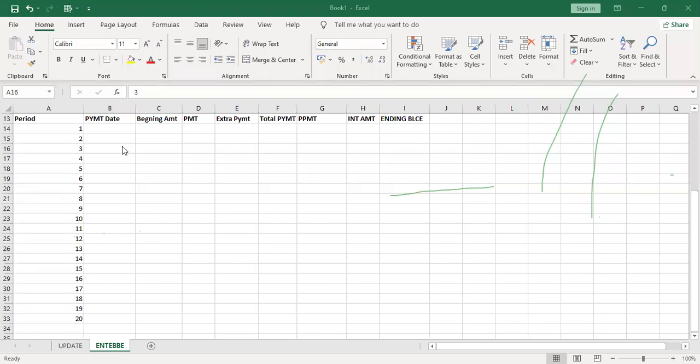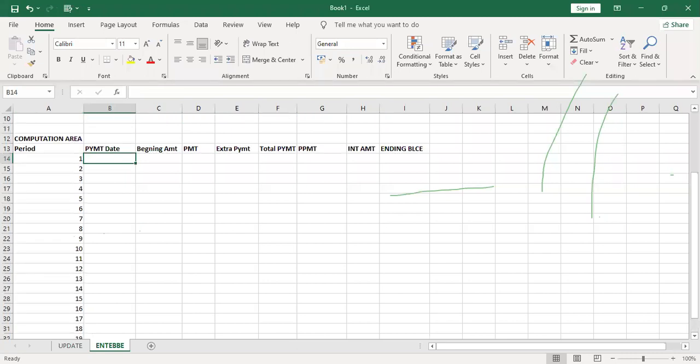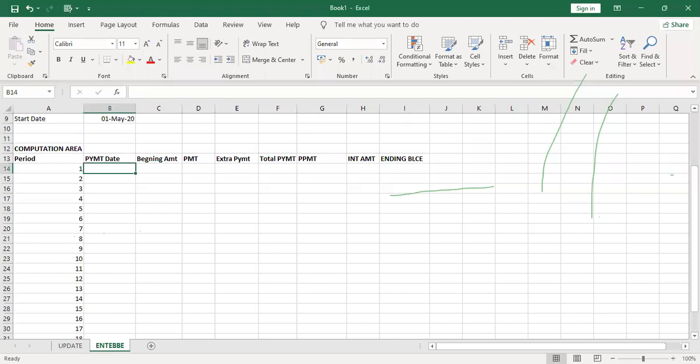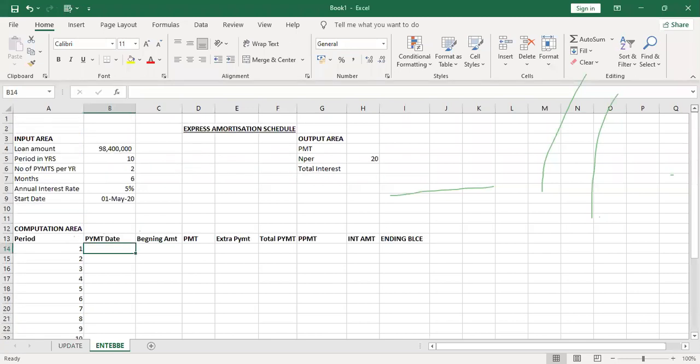Can we proceed? Hello? Yes, we can proceed. PMT simply means periodical payment. When you borrow money, there is an installment you are supposed to make, either per month, every 2 months, or every 3 months. That installment is what we call the PMT.